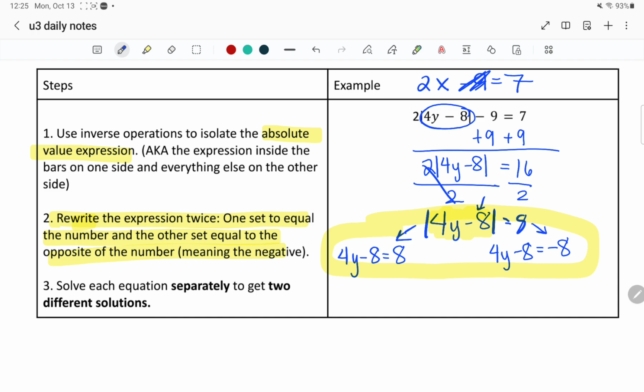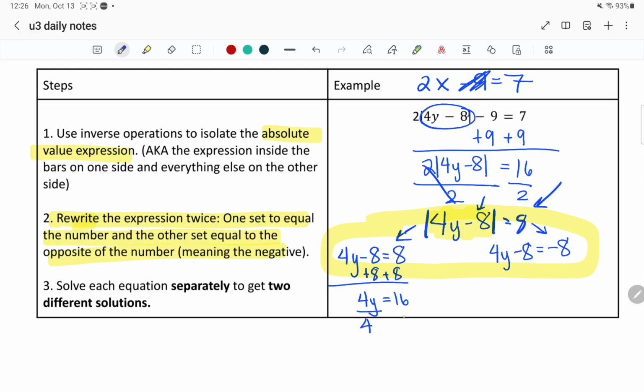I don't know exactly. That's the whole thing with absolute value. What it spits out is the distance. All of this is 8 steps from 0. Well, it could be 8 steps to the left or it could be 8 steps to the right. Once I've split my equation up into 2, then I just solve each equation separately. So I can do plus 8 on both sides. This is our normal stuff.